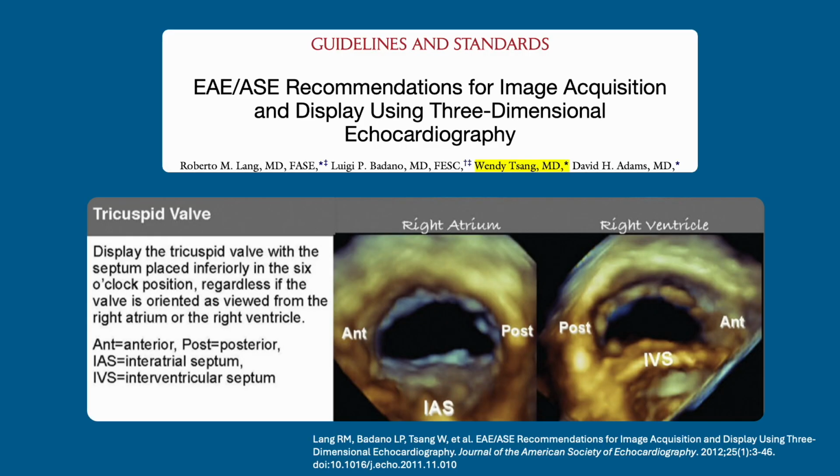The European and the American Society of Echocardiography recommendations for the 3D imaging of the tricuspid valve recommends that the tricuspid valve is always imaged with the septal leaflet at the 6 o'clock position, whether it is viewed from the right atrium or from the right ventricle. And in this view, the tricuspid valve looks like a frown.